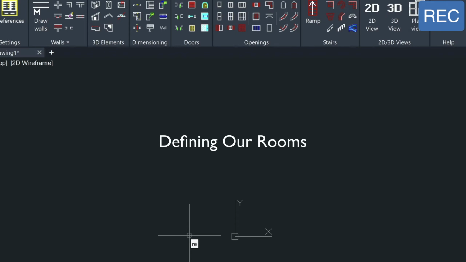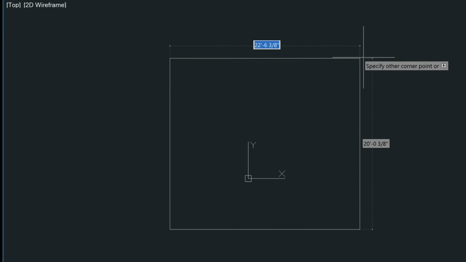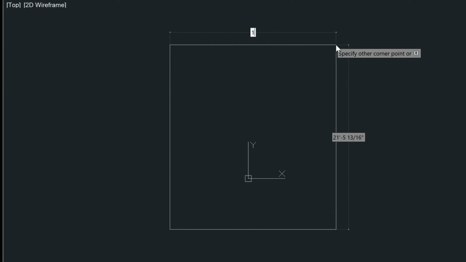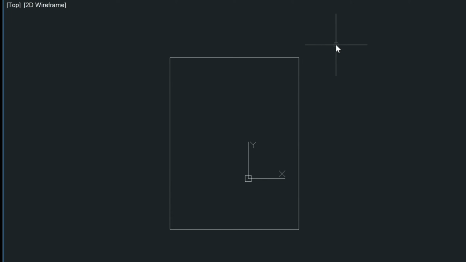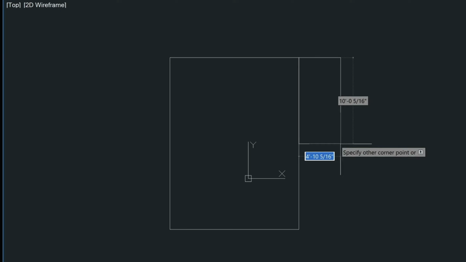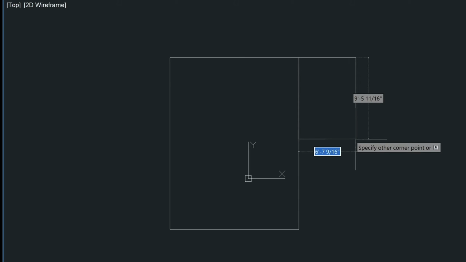I'll be drawing a couple of rectangles here, 15 by 20. So we'll go 15 feet, tab, 20 feet, enter. This is the main room. We'll just call this a pump house. And then over here, let's draw another rectangle. This is going to be our office area. So on this one, we'll go, let's see, 6 feet by 9 feet.